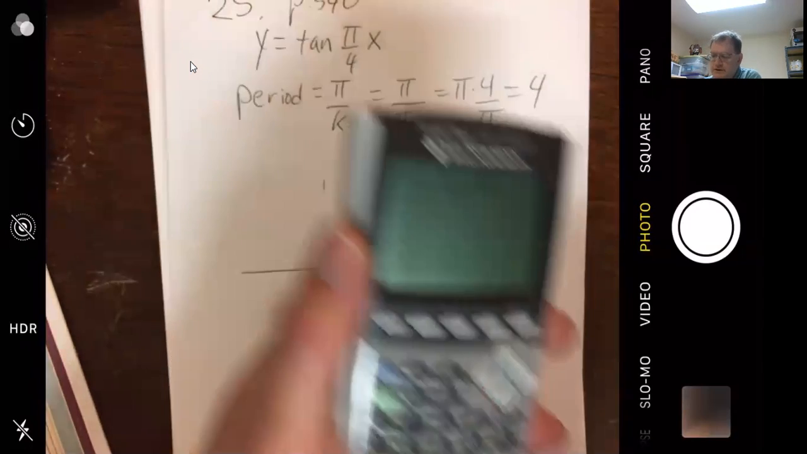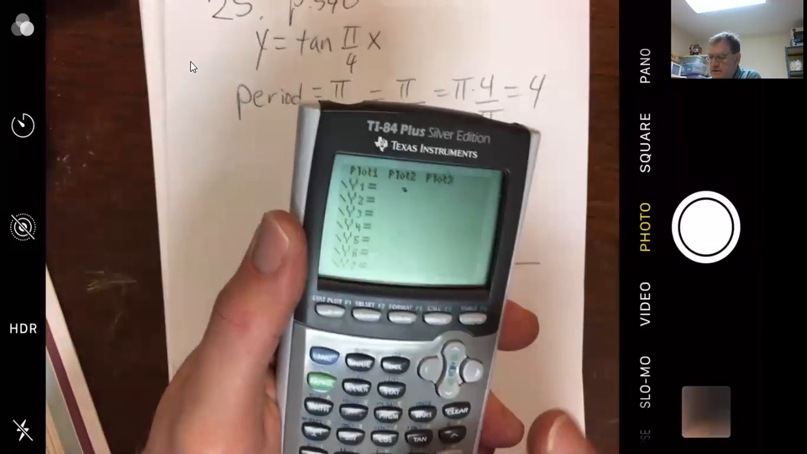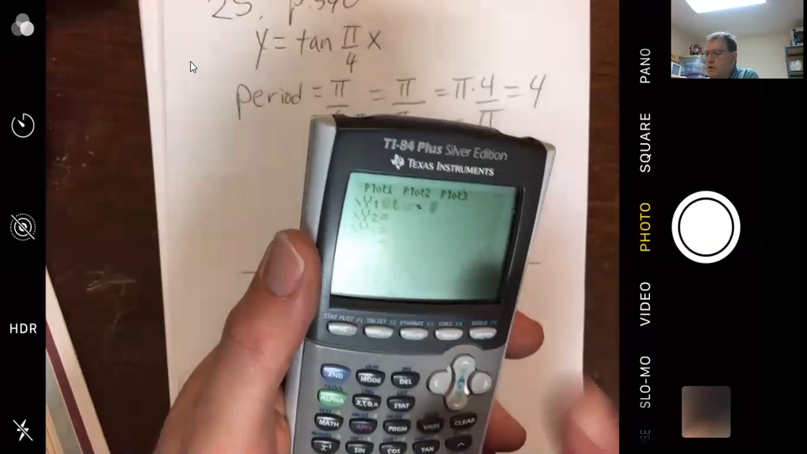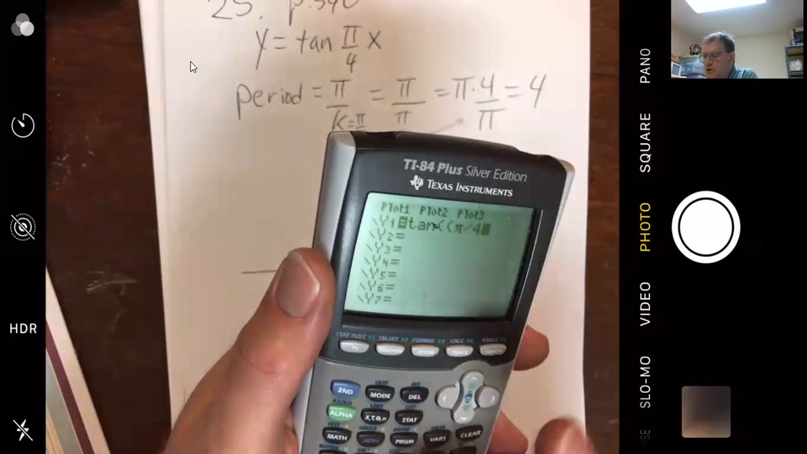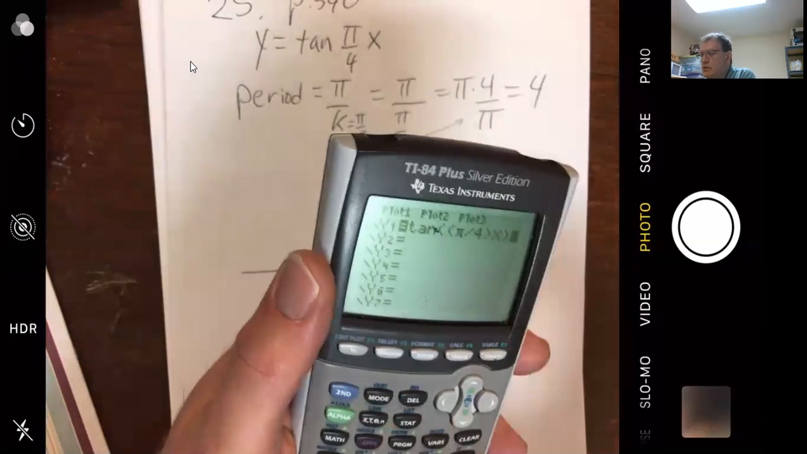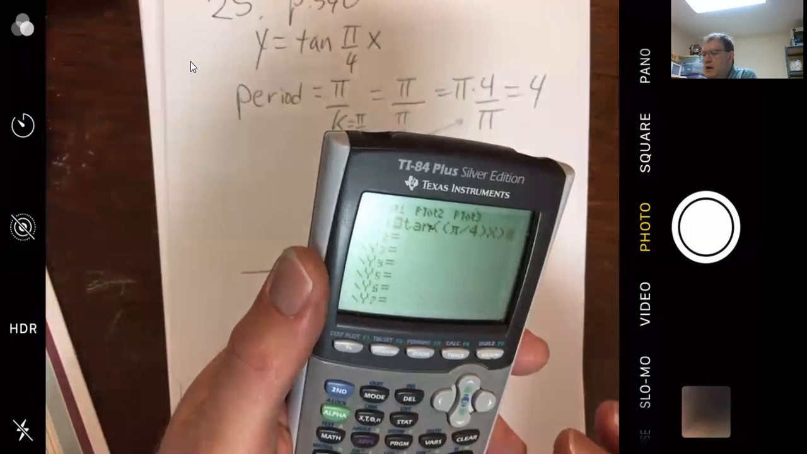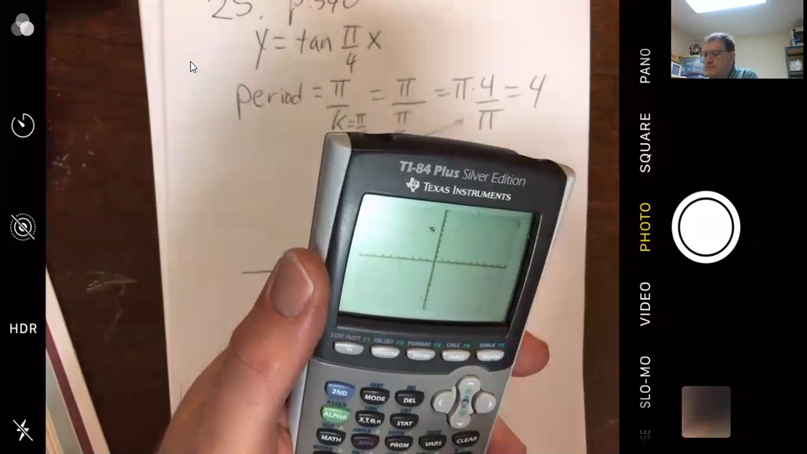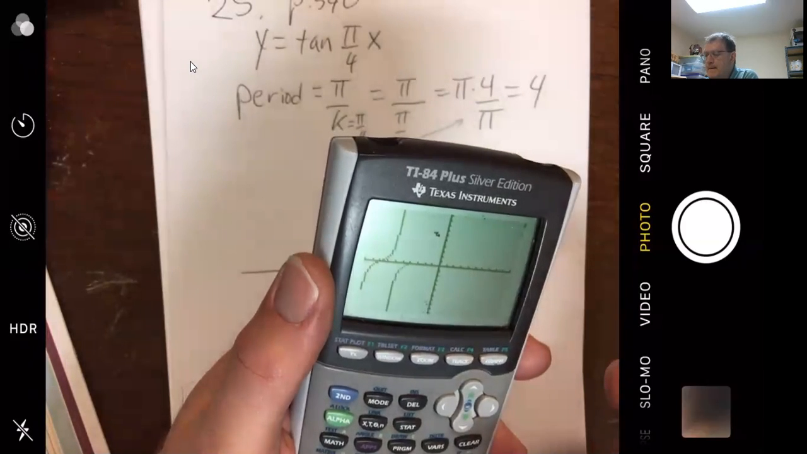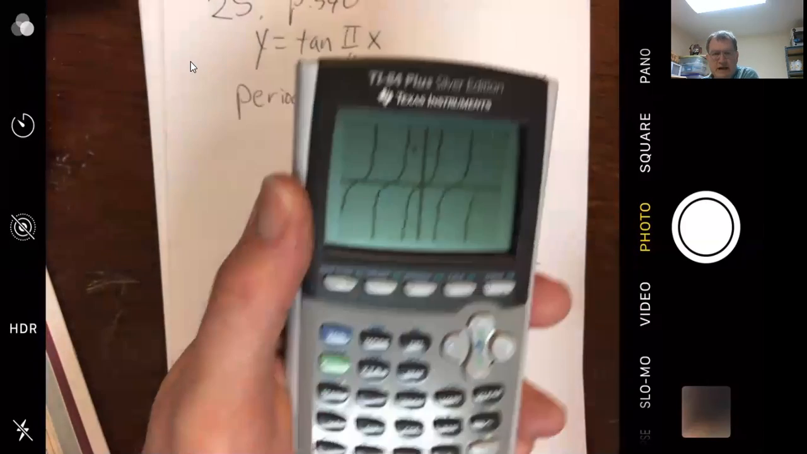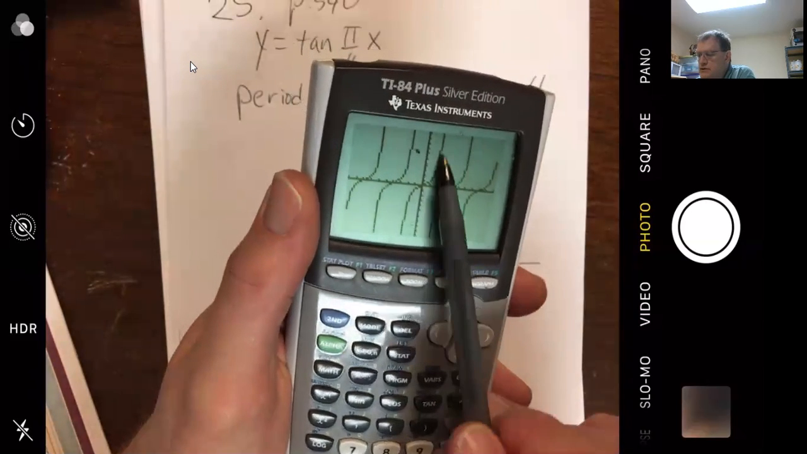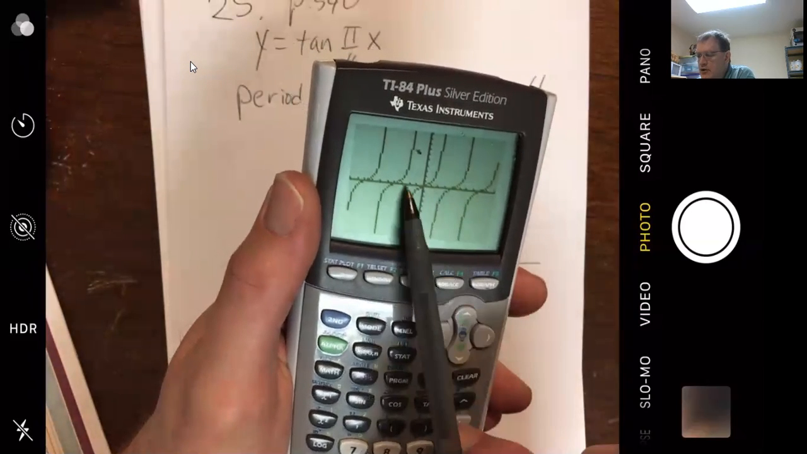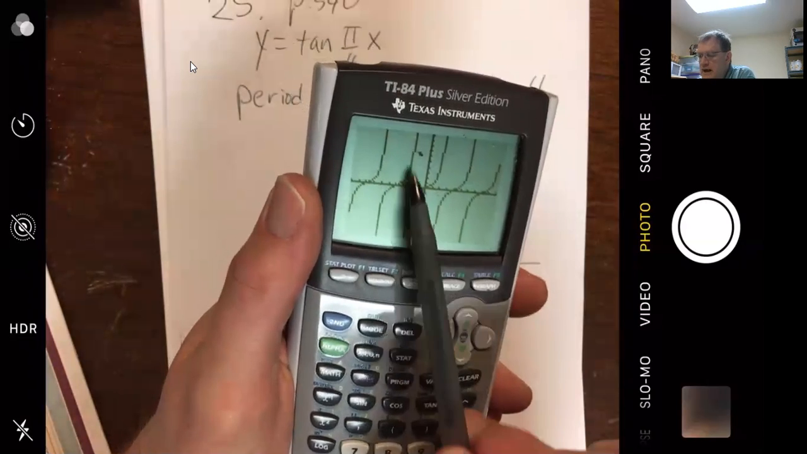Clear, clear, and you just do these by yourself. Tangent. The parentheses, pi divided by 4, close, x, close. Graph. All right, there's the one through the center. I don't know if you can tell, but there's that 2. It's going up and down, and there at -2, there's a vertical asymptote.